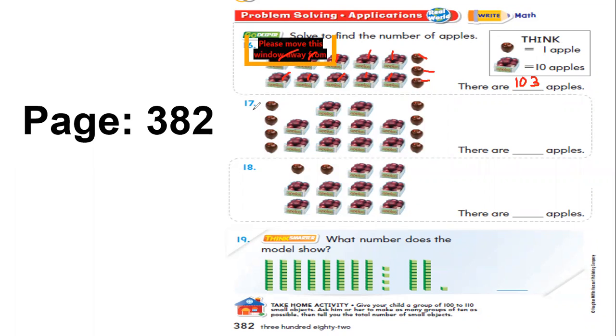Now question number 17. Again, I'm going to count the group of tens. So 1, 2, 3, 4, 5, 6, 7, 8, 9, 10. So I know there is 10. Now 1, 2, 3, 4, 5, 6, 7, 8. Yes, so I have the number 108 apples. So altogether there are 108 apples.